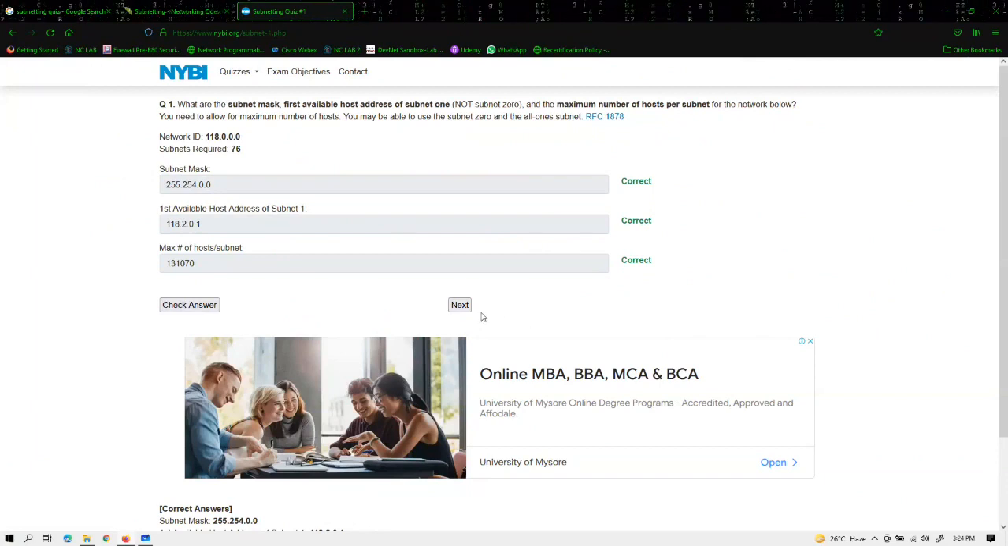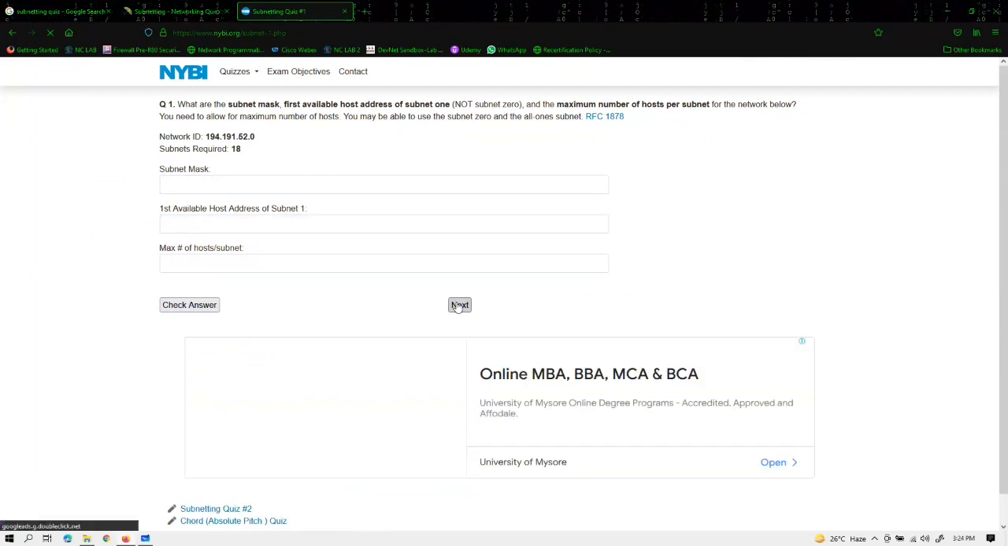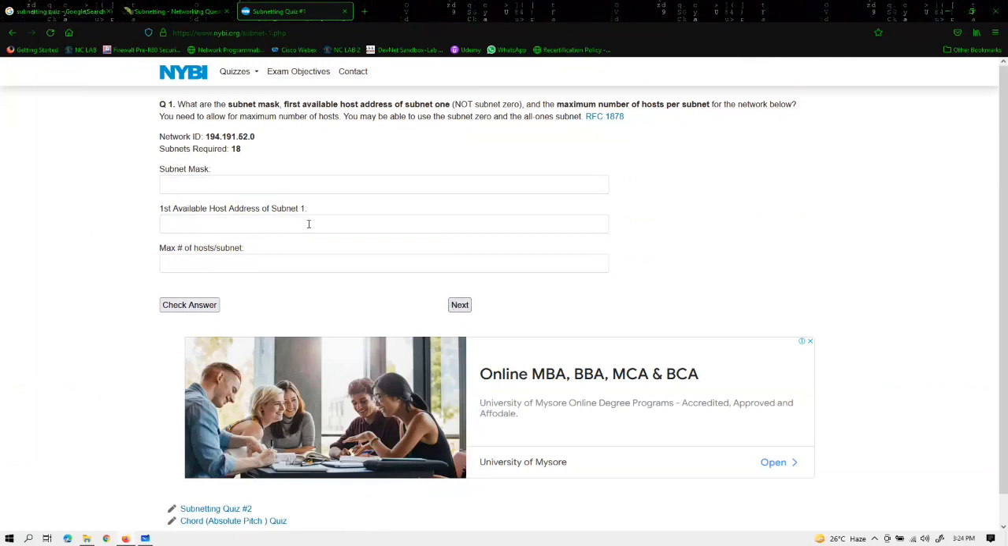So I think you guys can do this, right? This is subnetting. If you want to do it, you can do it. It is not that lengthy in calculation, right? Then I will show you different types of subnetting questions also. What are the subnet mask, first available host address of subnet 1, not subnet 0, and the maximum number of hosts per subnet? This is the network address, and 18 subnets are required. What will be the subnet mask?